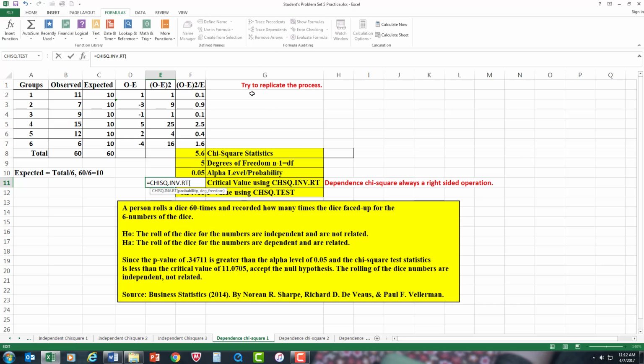Now it's asking for the probability. That's your alpha level there, excuse me. And then your degrees of freedom, that's your 5. Let's see if I come up with the same number. Yep, came up with the same number. So that's how you get your critical value, because you want to compare the chi-square to the critical value. And for your p-value, we'll use the chi-square test.